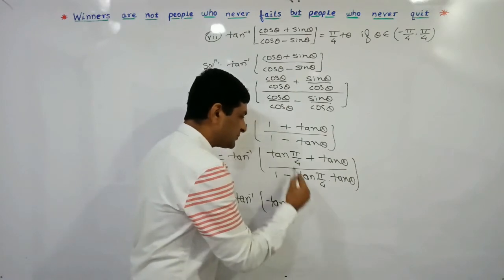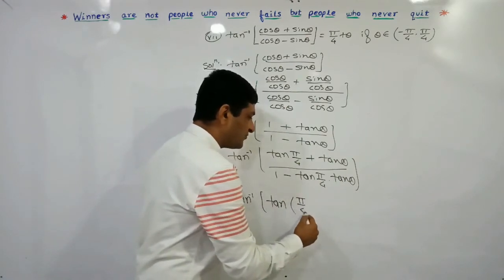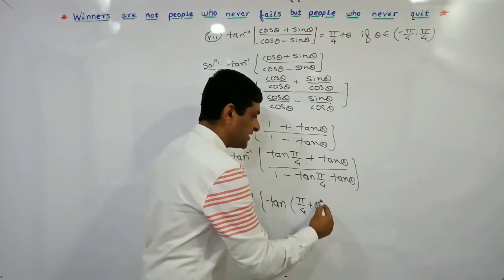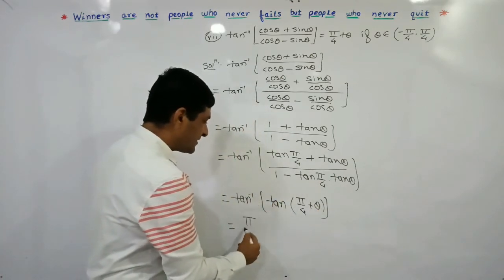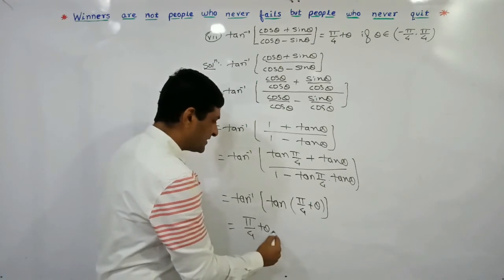tan A plus B. A is what here? Pi by 4. B is what here? Theta. So tan and tan inverse will get cancelled. The remaining term is pi by 4 plus theta.